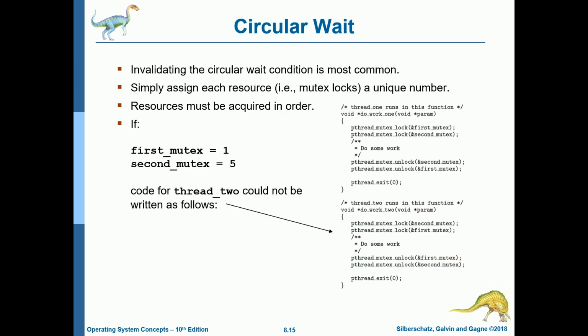Now, to illustrate this, let's suppose that we had a set of resources R1 to R m. We assign each resource type a unique integer value. Now we compare two resources and determine whether one precedes another in our ordering. We can accomplish this scheme in an application program by developing an ordering among all synchronization objects in the system.